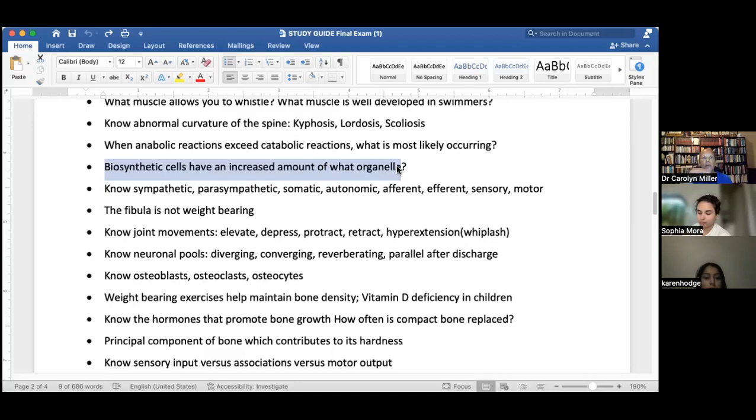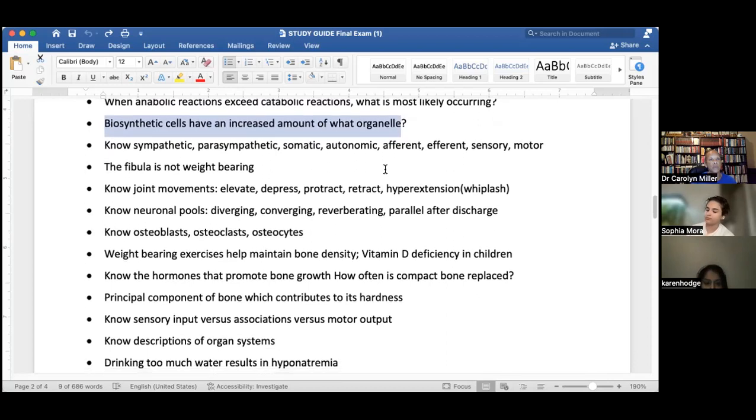So the organelle that would be increased in biosynthetic cells, especially if I'm in a growth spurt, would be the rough endoplasmic reticulum, which is where the ribosomes are, which is where I'm making the protein in my growth or my increased anabolic reactions. So when anabolic reactions exceed catabolic reactions, it's most likely growth occurring. The biosynthetic cells will have an increased amount of rough endoplasmic reticulum, which is where the ribosomes are for protein production. This was on the last exam you just took.